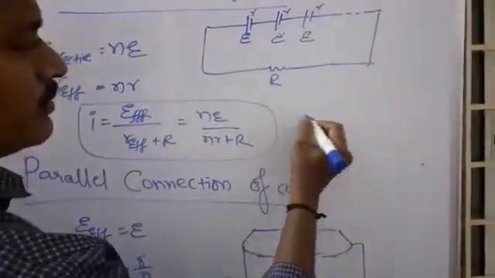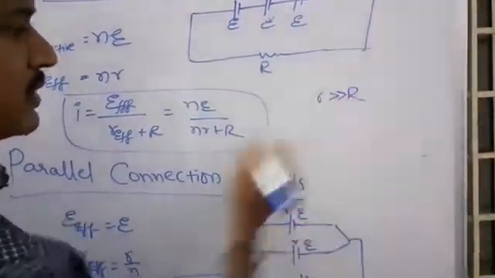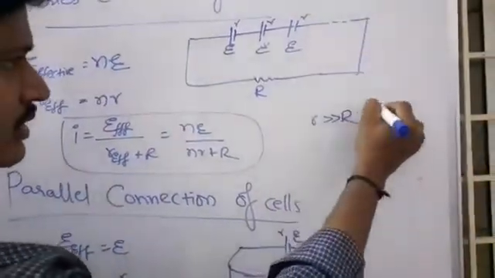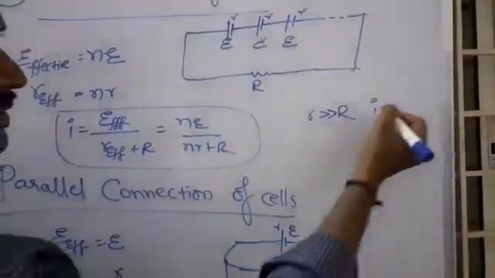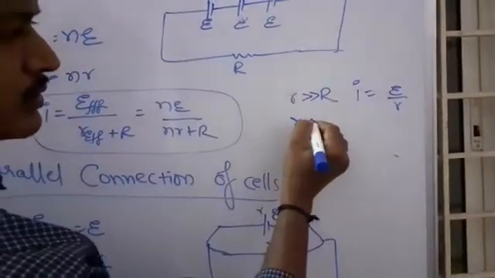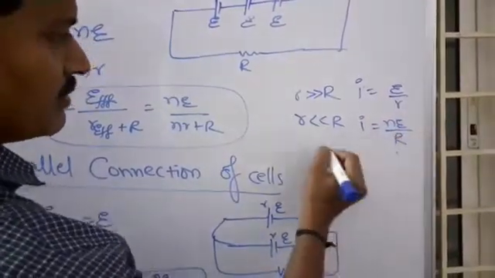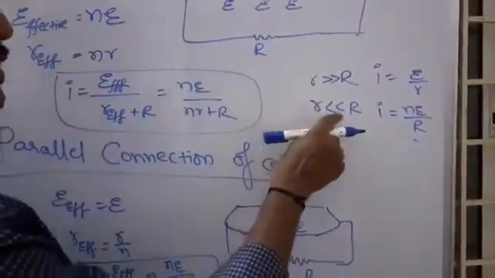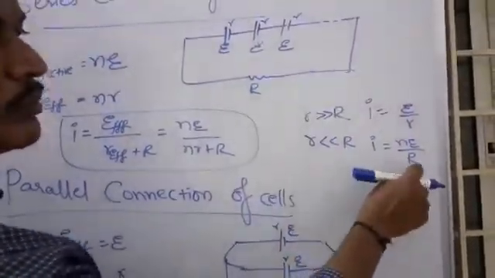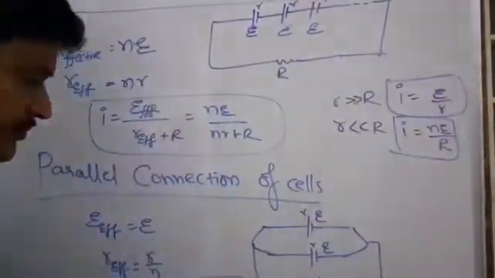So here, for example, small r is greater than capital R, internal resistance is much greater than the external resistance. Then capital R we can neglect, I is equal to E by r, which means one cell current. If small r is less than capital R, I is equal to nE divided by capital R. So when cells with small internal resistance are joined in series, we will get maximum current. So this is the condition for maximum current, right?